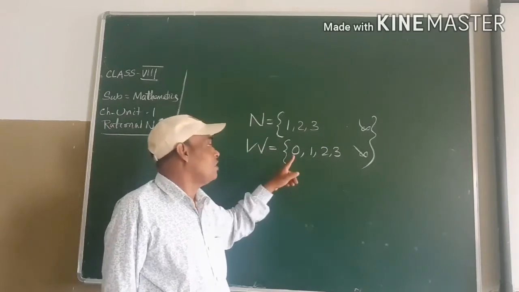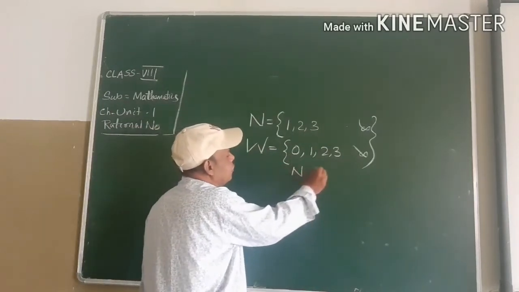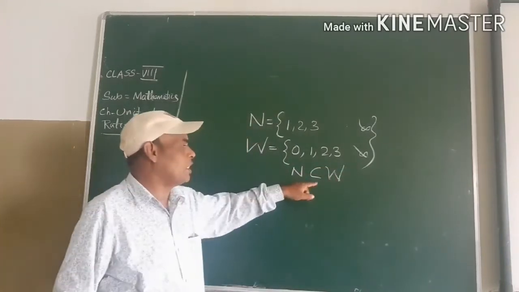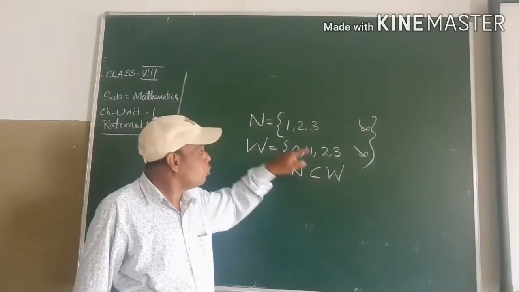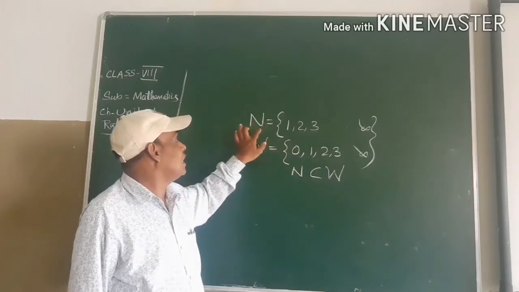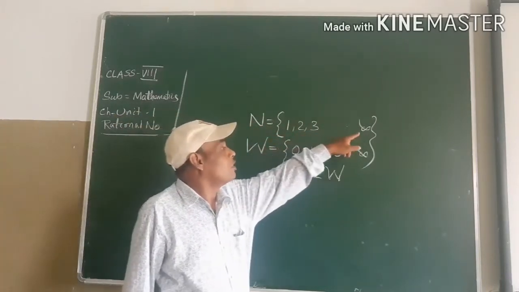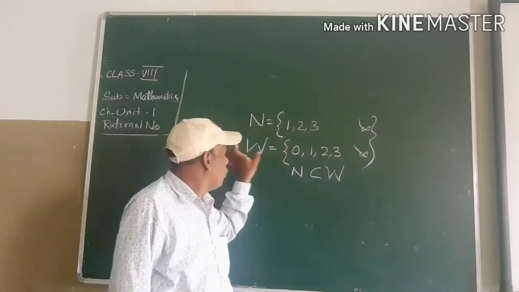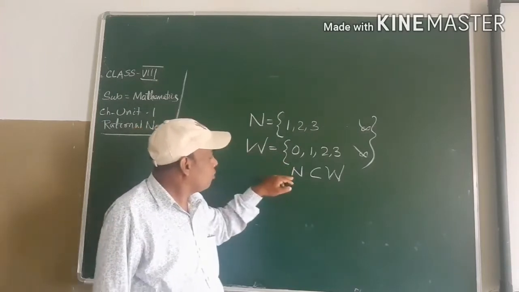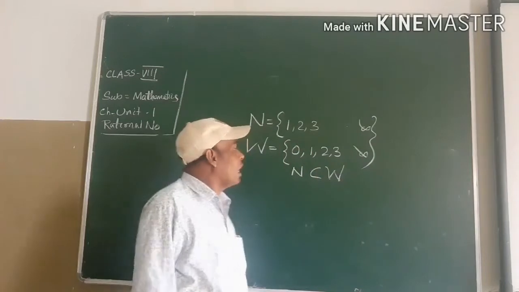The extra element is 0. So we can say natural number set A is a subset of whole numbers. Why? Because in whole numbers one element, 0, is extra, whereas the set of natural numbers starts from 1. Therefore, since 0 is extra, you will say natural number set A is a subset of W.